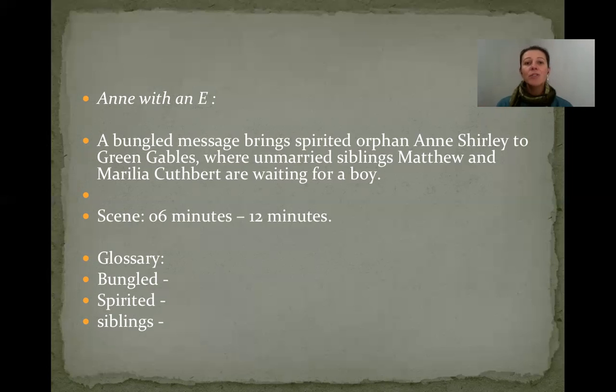So what I want you to do, exercise number 2. You have to write down on the glossary these three words, okay? Bungled, spirited, and siblings, okay? You have to write it down on your glossary.